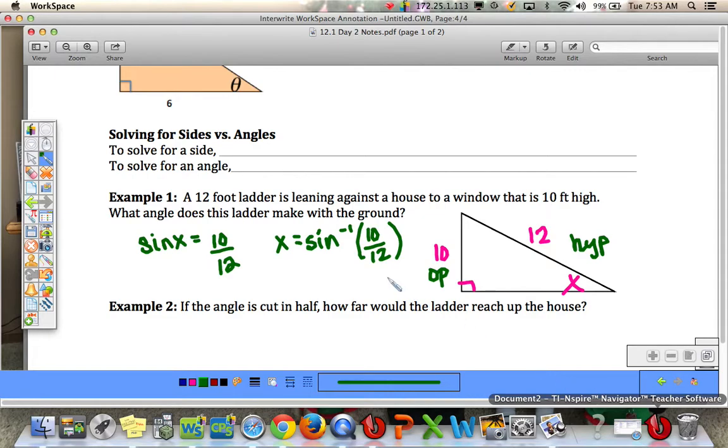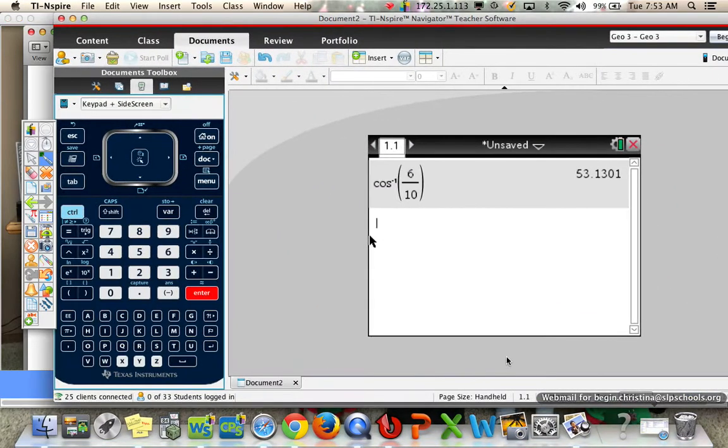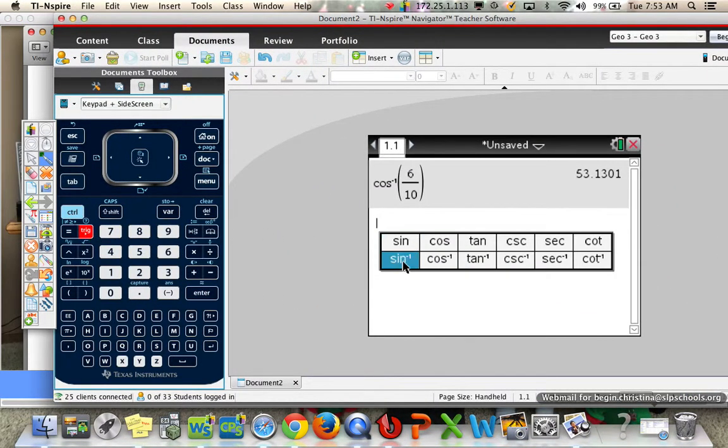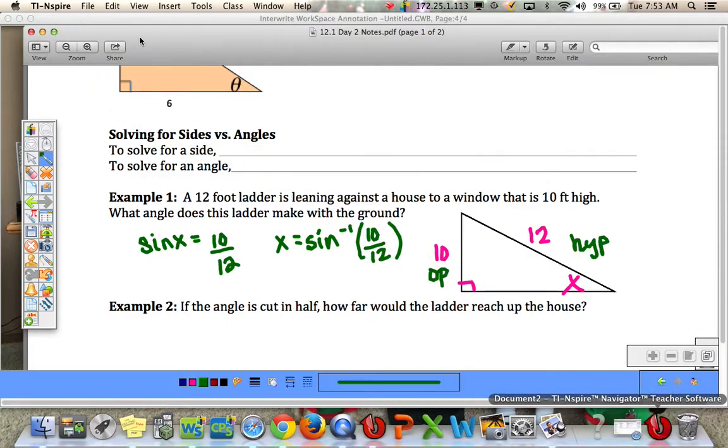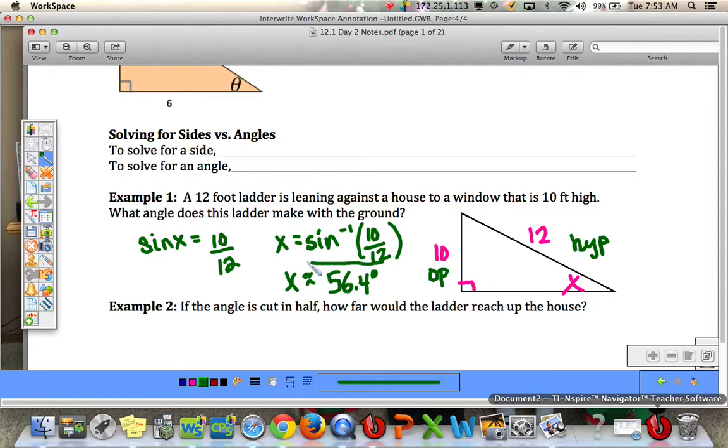In your calculator, again, the trig button is where you'll find that inverse. Sine inverse of, what was it, 10 over 12. And it's about 56.4 degrees. So we'll write that x is about 56.4 degrees.